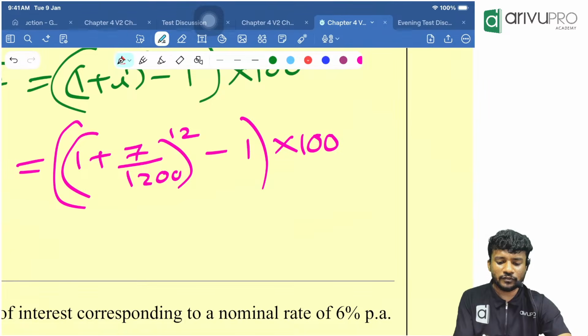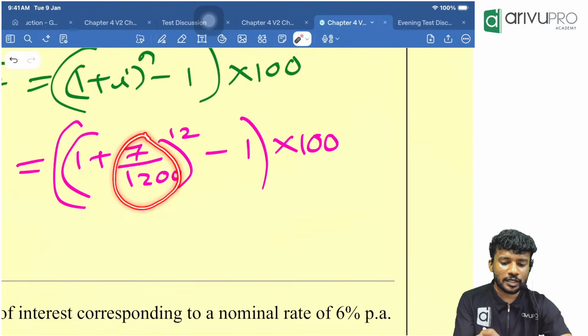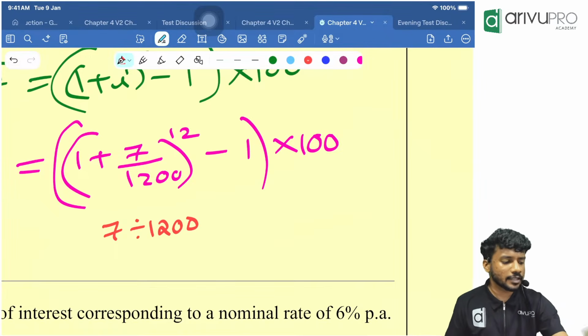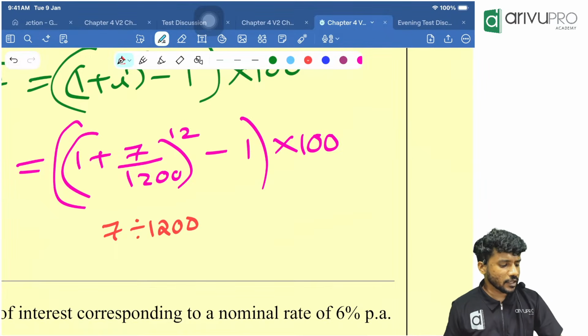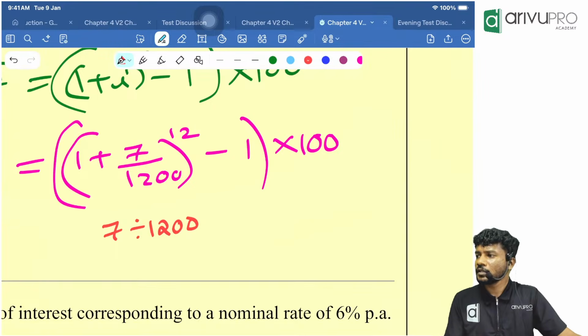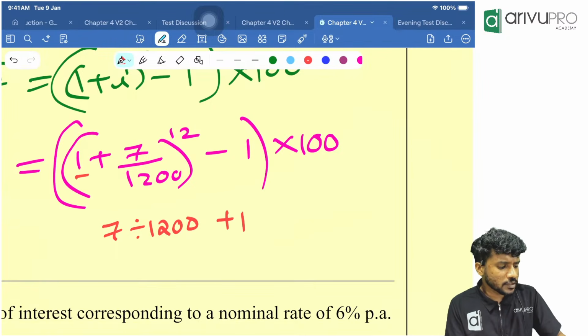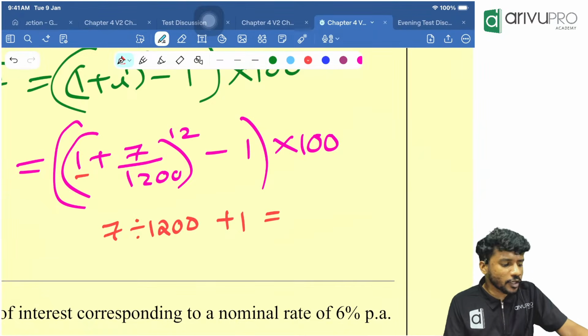First, you will find 7 by 1200. Do that. 7 divided by 1200. Type that on the calculator, people. Then you will add 1 now. Click plus 1. Then click equal to. You got how much?